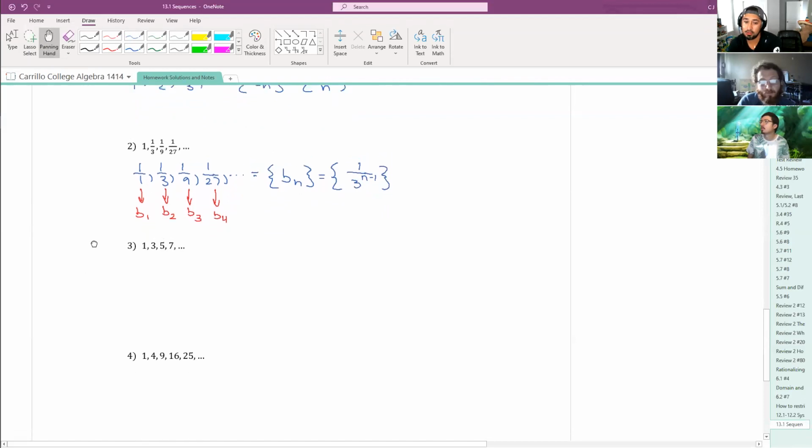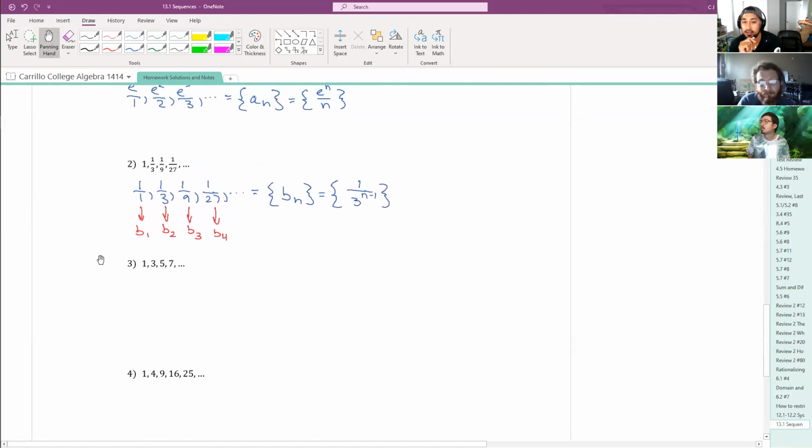Show them why you can't write it as 3 to the negative n, because I know that was suggested. The reason why you can't do that is, let's just say it's 3 to the negative n. If we said it was like this, then our first term is what? Our first term is 3 to the negative 0, which is 1. Our next term is 3 to the 2 minus 1, which is 1, to the negative 1.